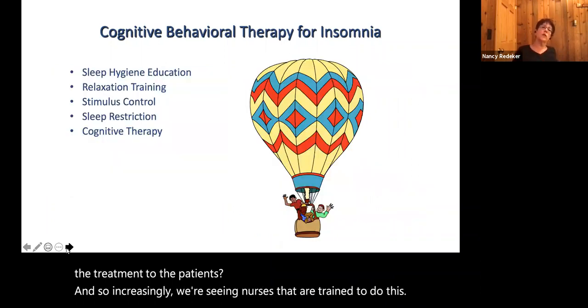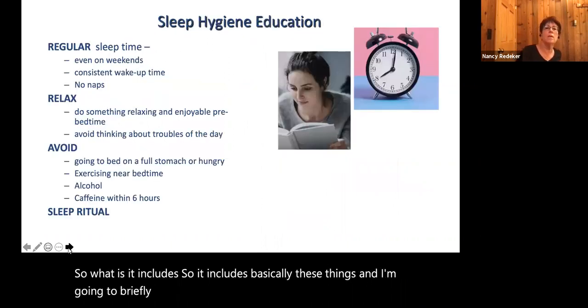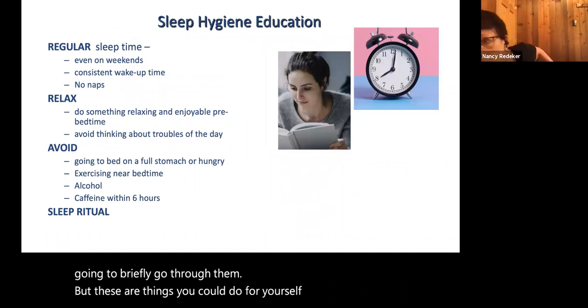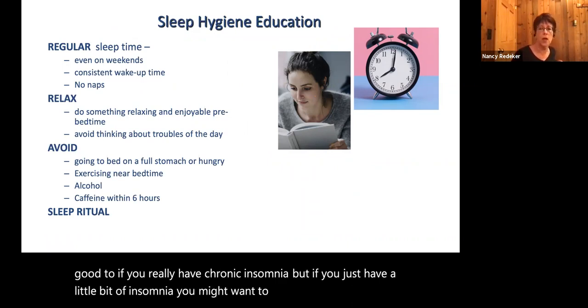So what does it include? It includes basically these things, and I'm going to briefly go through them. These are things you could do for yourself anyway. If you really have chronic insomnia, it's good to do them, but if you just have a little bit of insomnia, you might want to try these anyway.